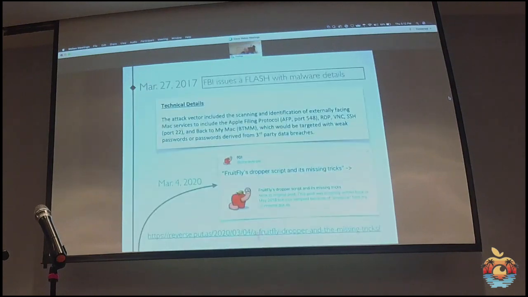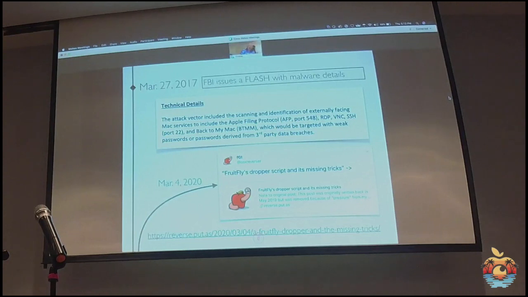Now, a little time passed here, a couple of months, and the FBI in late March issued a flash with details on the malware to select affected companies. This flash was originally issued as TLP Amber, meaning it can only be shared with people in the same company. Since that time, it has been leaked online and is now public knowledge, so I don't feel too bad about sharing some of the details here.